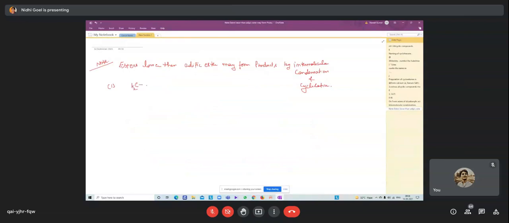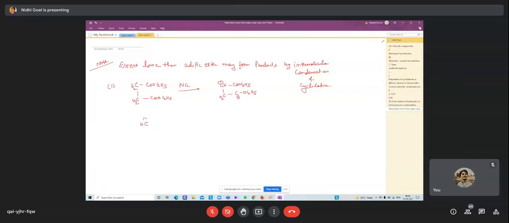CH2, COO, C2H5, this is CH2, COO, C2H5. So in presence of sodium ethoxide or the sodium, the active compound is formed, CH negative, COO, C2H5, CH2, C double bond O, OC2H5. So this is the active compound. Now taking two molecules of this active compound, we show the intermolecular condensation.